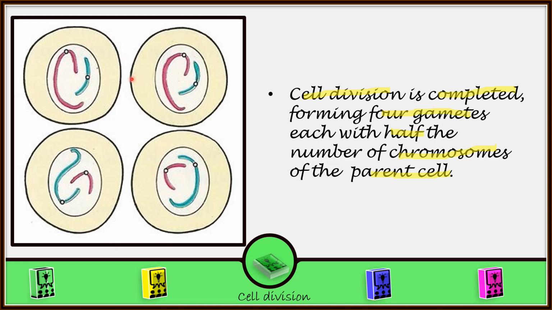So that type of cell division is what we call meiosis, whereby the cell divides and it ends up forming 4 daughter cells, but each cell is having half the number of chromosomes to that of the parent cell. The parent cell we started with had 4 chromosomes, and at the end of the cell division we are having 4 cells, and each cell is having half the number of chromosomes of the parent, which is 2 chromosomes.